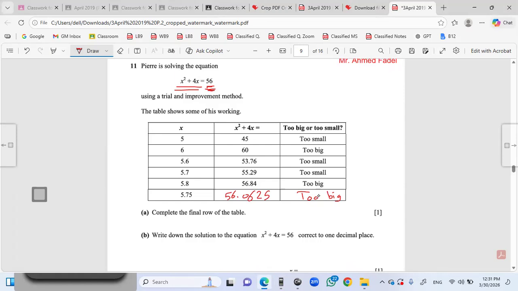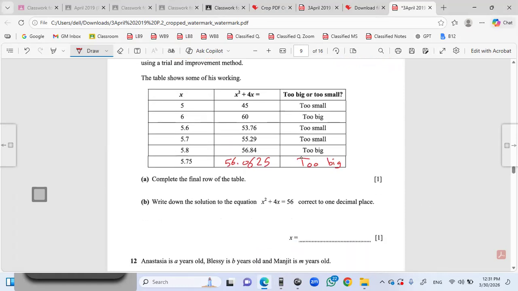But too big here doesn't actually mean that it is so far away. No, this is not what's meant. What they mean over here, too big or too small, is: is it bigger than 56, smaller than 56, or exactly 56? Well, it's not exactly 56. So it is bigger, so that's why we wrote too big. You got one of the two options, right? Too big or too small. So this is question A, done.